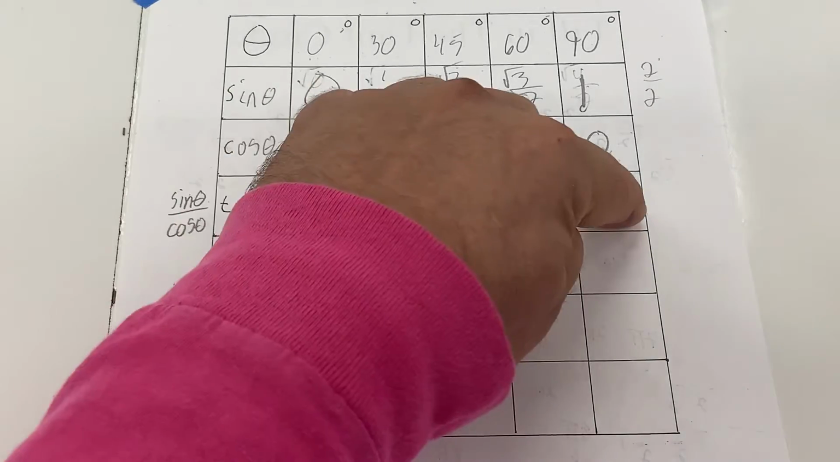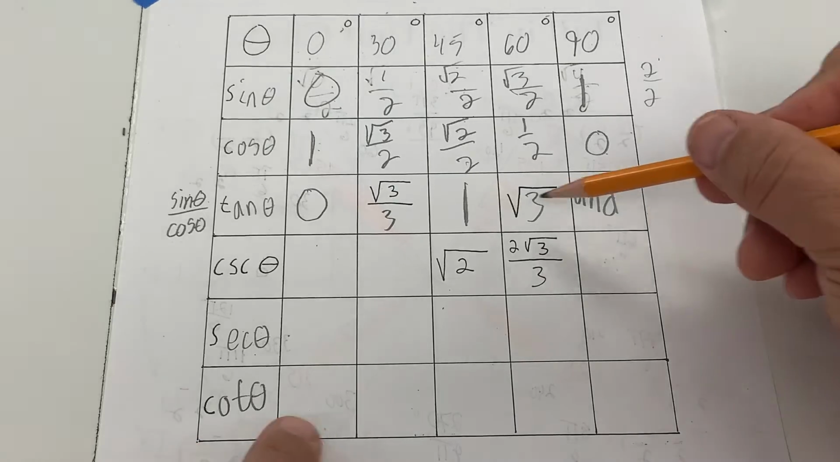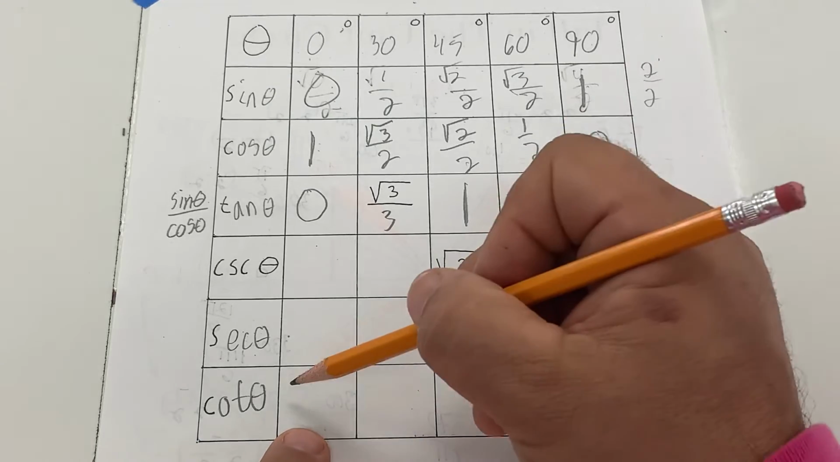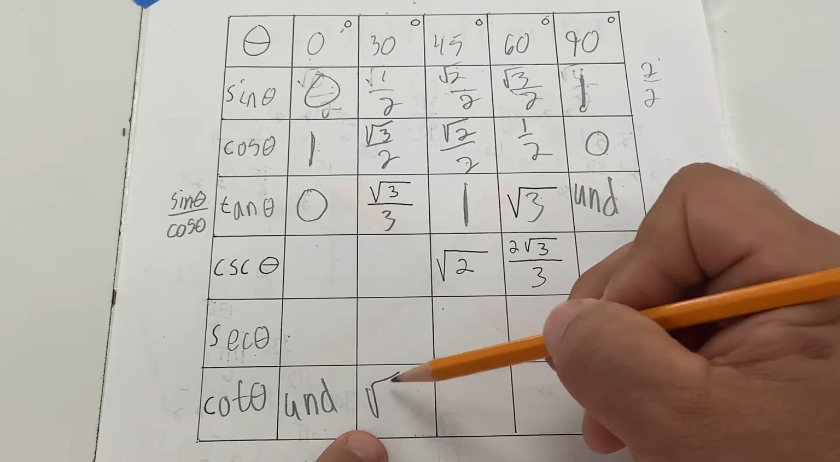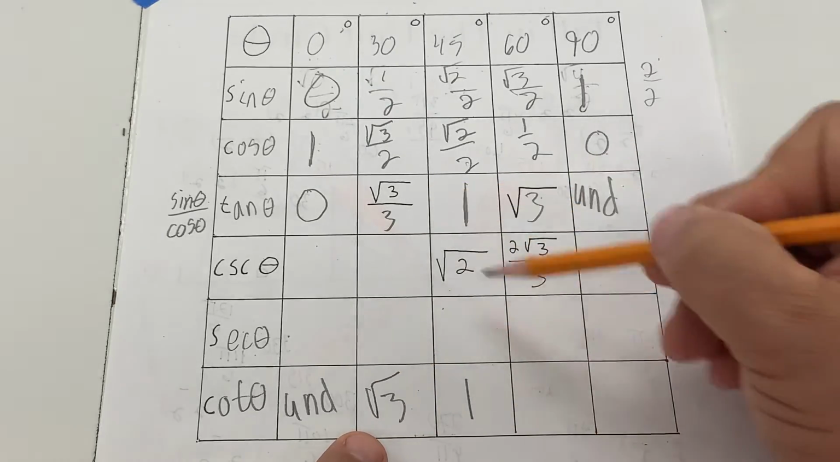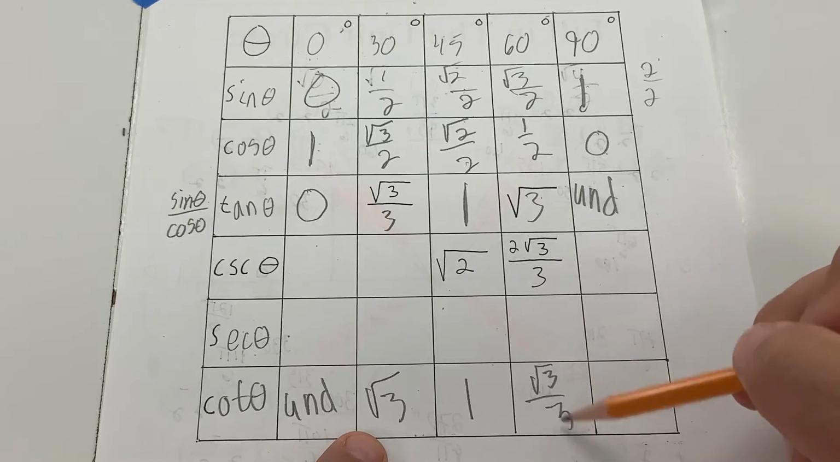If you have the tangent values, you have the cotangent values flipped around. That undefined will come down here in this cotangent value. That root 3 will come over here. The 1, the root 3 over 3, the 0.